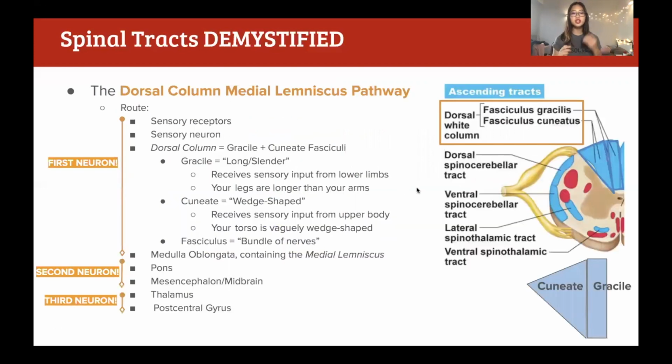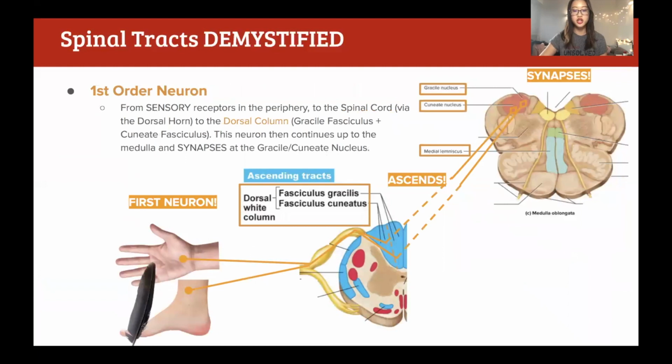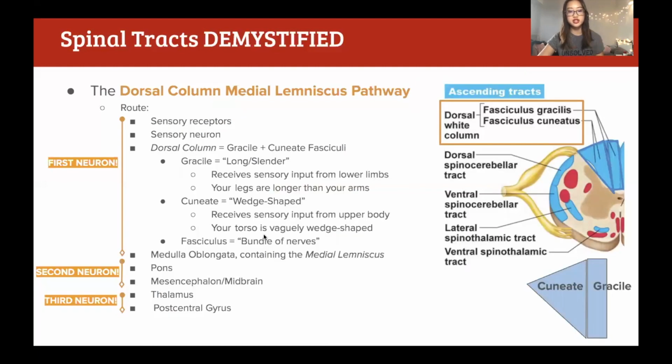Okay, let's start with the DCML. So the DCML runs from your sensory receptors into your spinal cord, where it involves the dorsal column, which consists of the gracile and cuneate fasciculi. So what is a fasciculus? Okay, it's just a bundle of nerves.